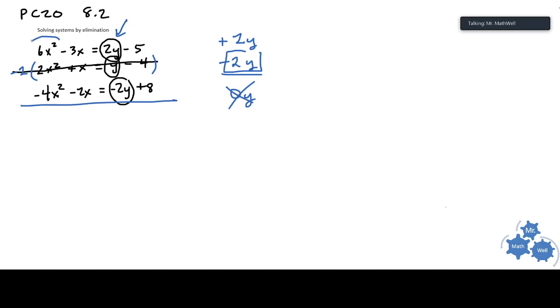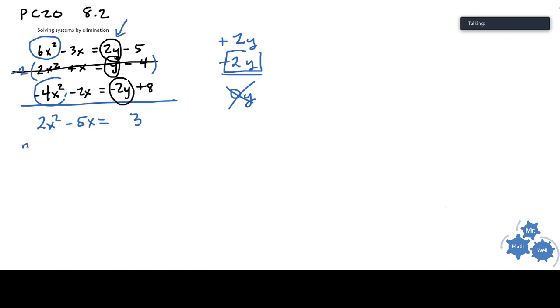We're going to add the two equations, adding like terms. So 6x squared minus 4x squared is 2x squared. Negative 3x minus 2x is negative 5x. 2y minus 2y is 0y, so I'm going to leave that blank right there. There's nothing there; 0y just means it's nothing. Negative 5 plus 8 is positive 3. Okay, so now I've eliminated the y variable. That's what elimination is, and now I can focus on solving for x.